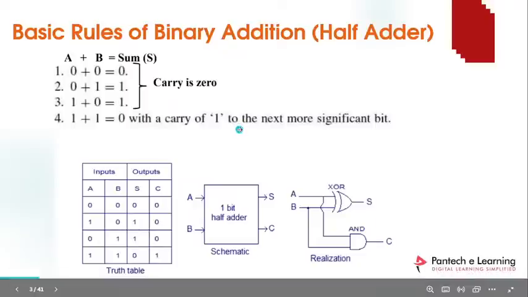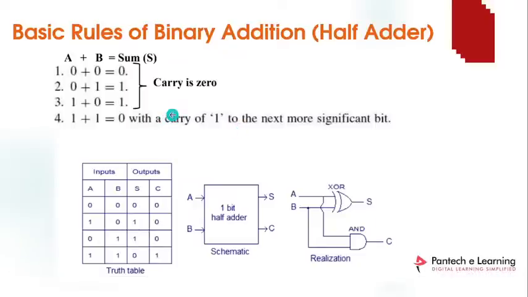The function of the adder is adding the current inputs like A and B, and also producing a carry output. It has two inputs and two outputs: A and B are the inputs, and sum and carry are the outputs. Here you can see that 1 plus 1 gives sum 0, carry 1. That is the function of the half adder.